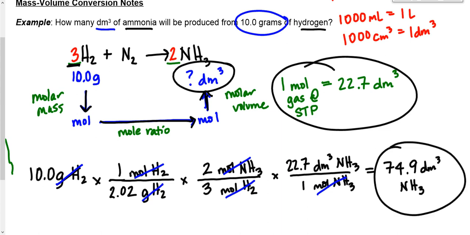So that is a mass volume conversion. Keep in mind, you could start with a volume and end with mass. It could be that. But it's going to have mass and volume, 1 on each end of your mole ratio.